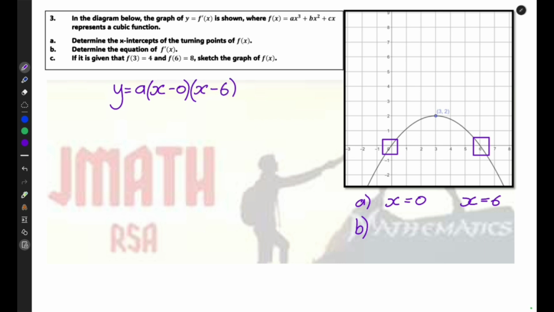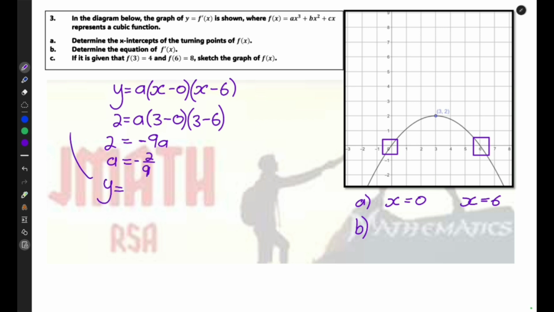Now, I can sub in the other random dot that I have. So I can say this is 2, if that is a, and then 3 minus 0 is just 3, and 3 minus 6 is just minus 6. So 2 is equal to minus 9a, and therefore a is equal to 2 over negative 9. I'm just going to put the minus in front. Okay, so then to finish off this question, I can sub back into the first step. So just there, and this is minus 2 over 9.